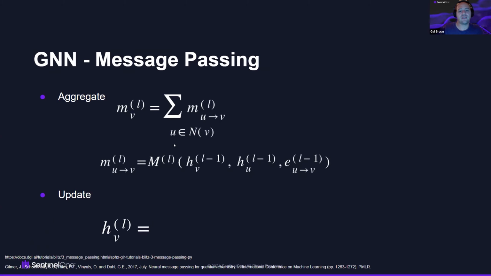After we have aggregated the states from the neighborhood of V, it's time to update the representation. Again, there's some update function that receives the last hidden state of V and the aggregated messages from its neighborhood. So this is all I'm going to say about GNNs, as I'm pretty short of time, but I highly recommend you read about it. It has shown to be very effective.